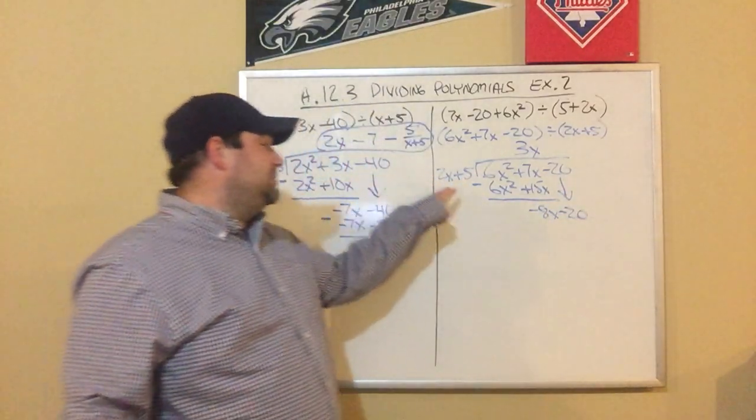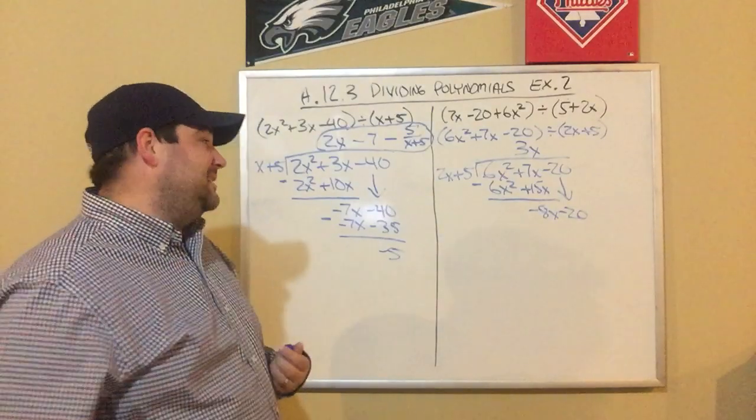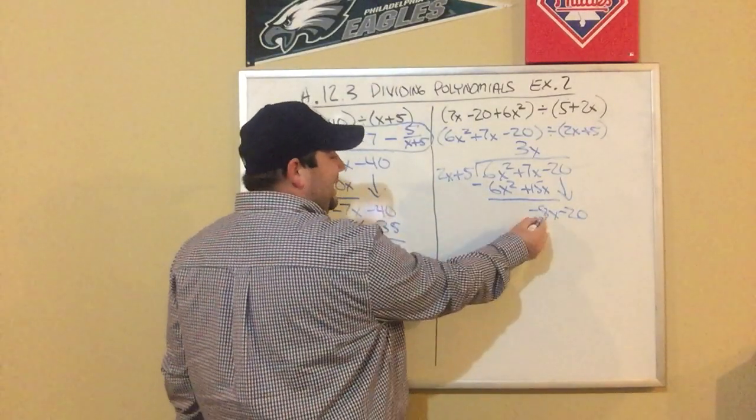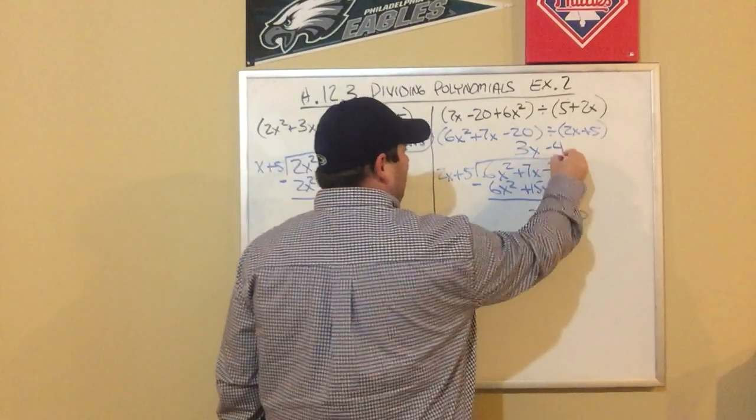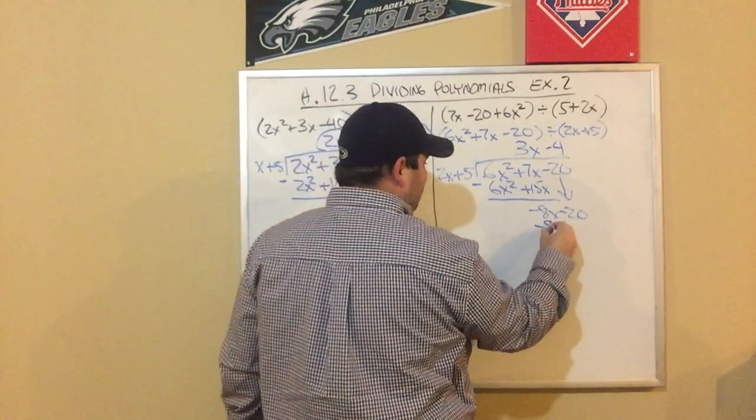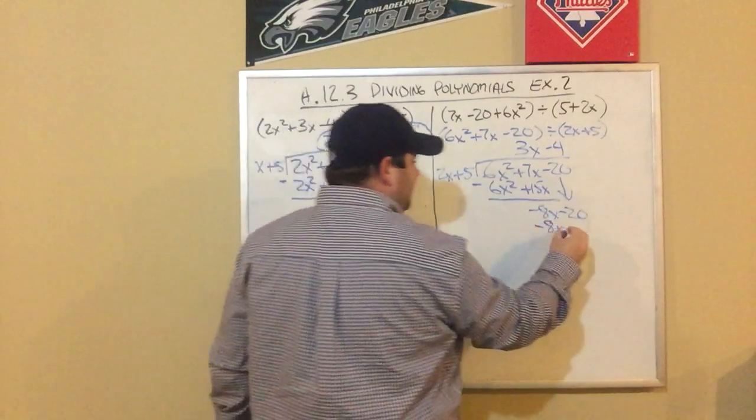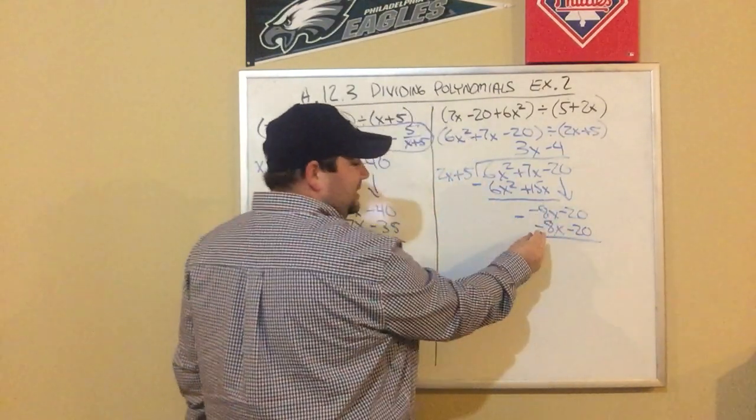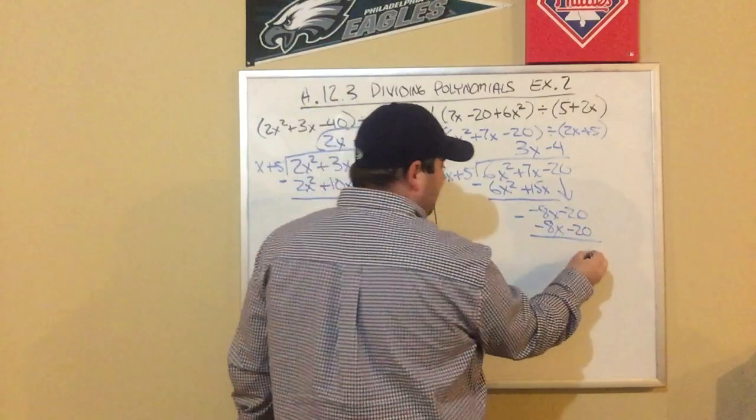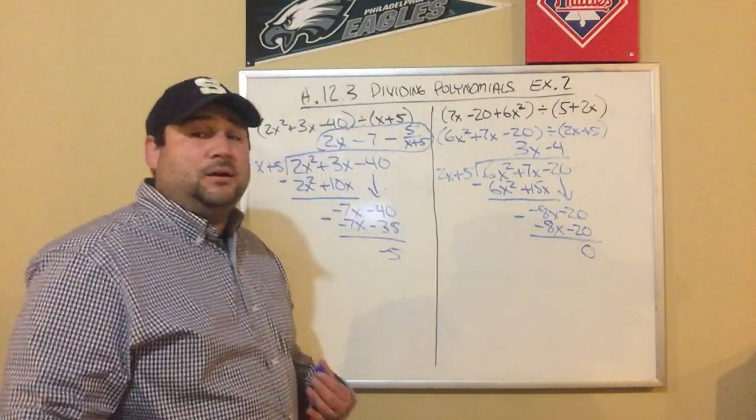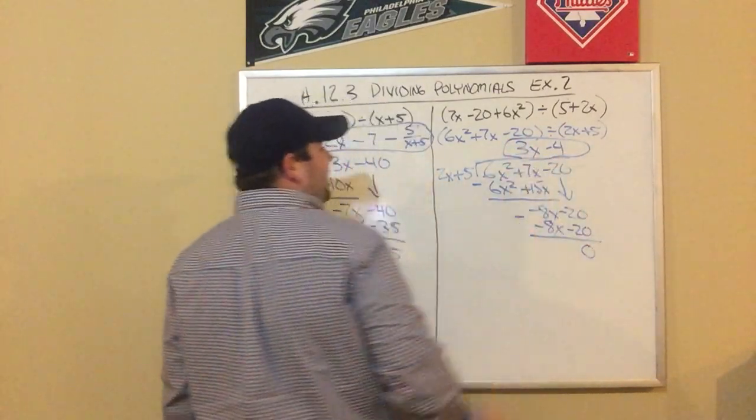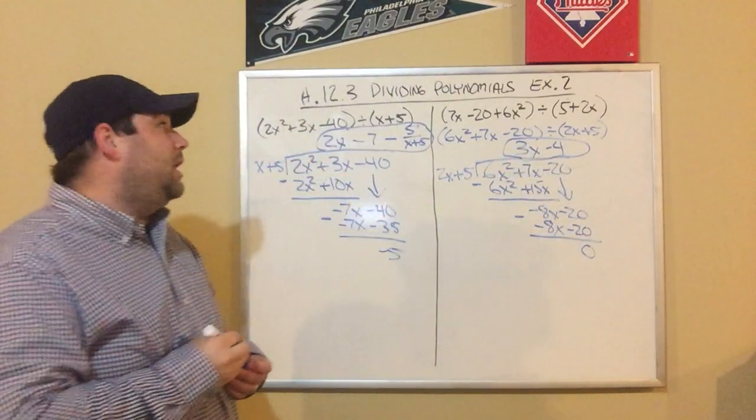So I'm going to say, all right, how many times does 2x go into 8x? My marker's like dying on me here. That would be, or 2x into negative 8x, that would be negative 4. Negative 4 times 2x is negative 8x. Negative 4 times 5 is negative 20. So I subtract those. Negative 8x minus negative 8x cancels. Negative 20 minus negative 20 also cancels. I have no remainder here. So my answer is just 3x minus 4.